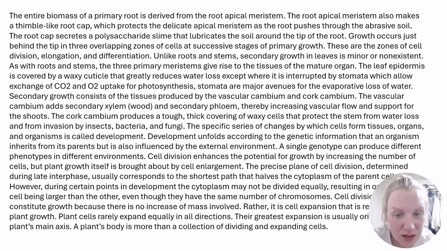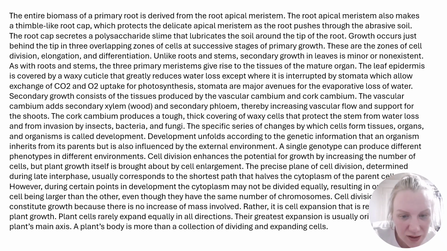Unlike roots and stems, secondary growth in leaves is minor or nonexistent. As with roots and stems, the three primary meristems give rise to the tissues of the mature leaf. The leaf epidermis is covered with a waxy cuticle that greatly reduces water loss except where it is interrupted by the stomata, which allow exchange of CO2 and O2 for photosynthesis. Stomata are major avenues for evaporative loss of water.